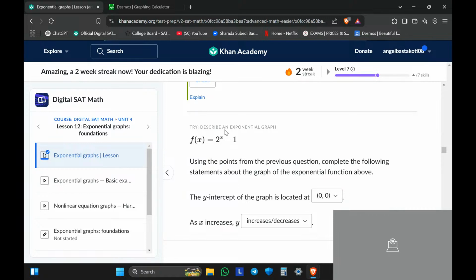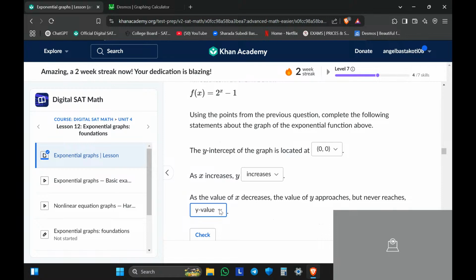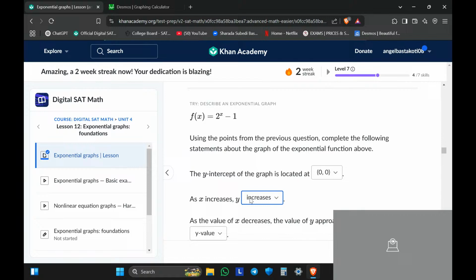As x increases, y increases. As the value of x decreases, y approaches but never reaches the asymptote. As x decreases, y approaches minus 1, but never reaches minus 1.